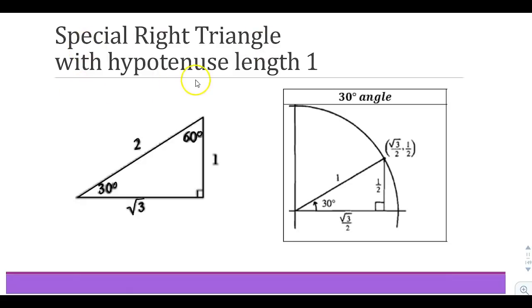Special right triangle with hypotenuse length 1. So here's one of our special right triangles. The hypotenuse length is 2.